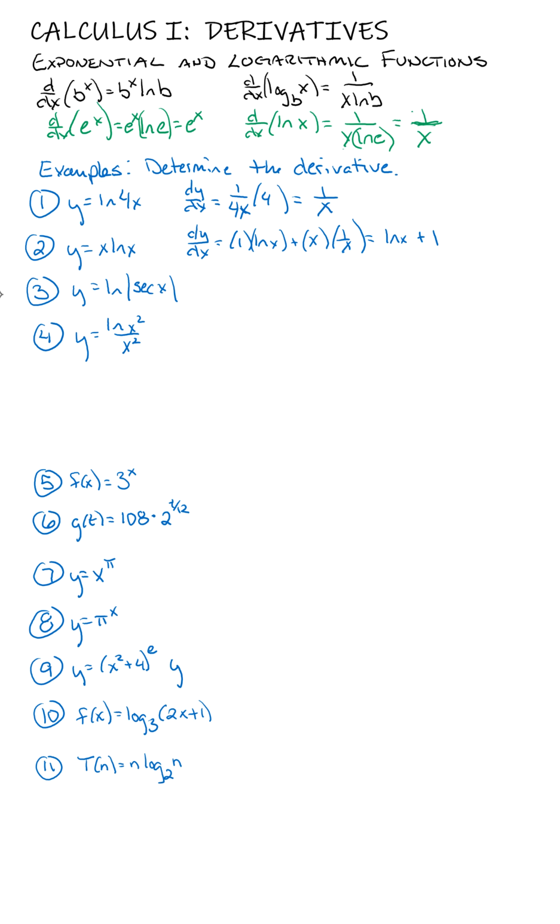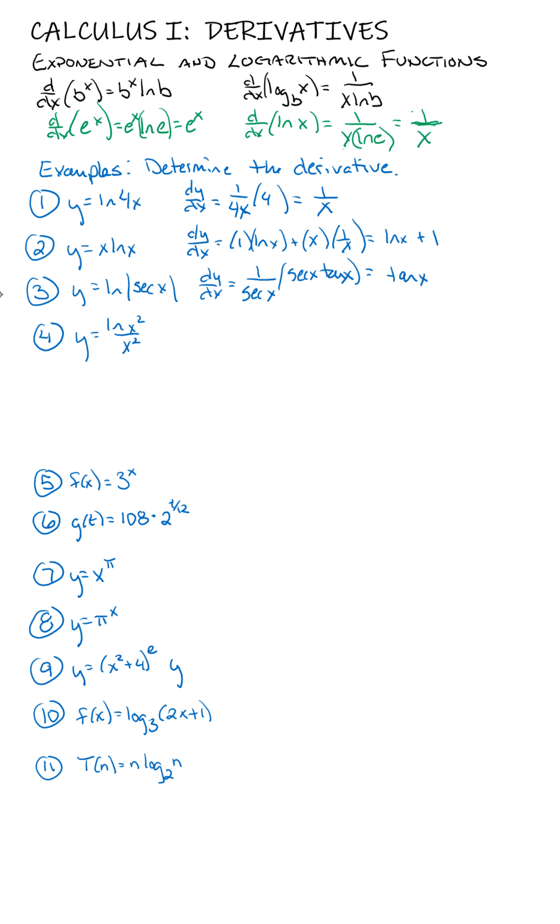All right, on to example 3. We've got y is equal to the natural log of the absolute value of the secant of x. So to find the derivative of this, the derivative of the natural log is simply 1 over that argument, so 1 over the secant of x. But again, chain rule says we need to take the derivative of that argument as well. The derivative of the secant is secant of x times tangent of x. Of course, we can reduce those secants, and we end up with just the tangent.